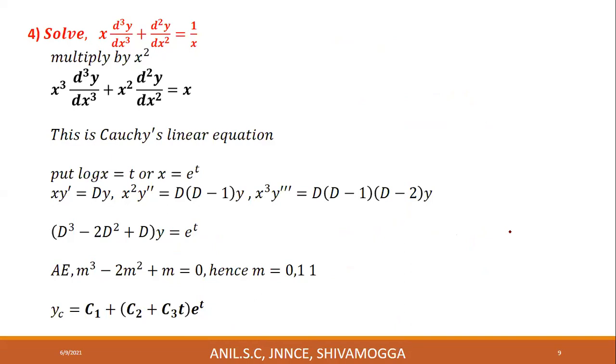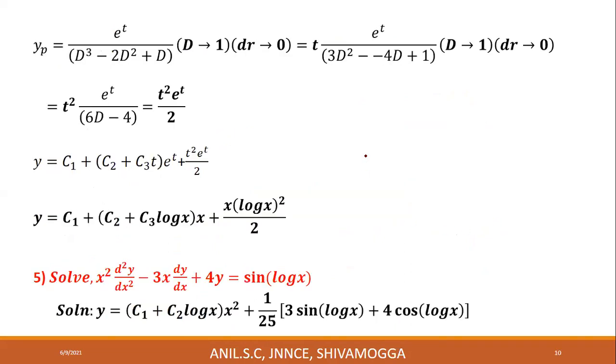Now we have to find the particular integral, yp. Yp is RHS, that is f of t divided by f of d. Phi of t divided by f of d. F of d is d cube minus 2d square plus d. And identify the type. What kind of integral is this?